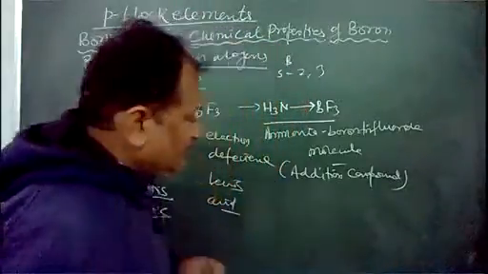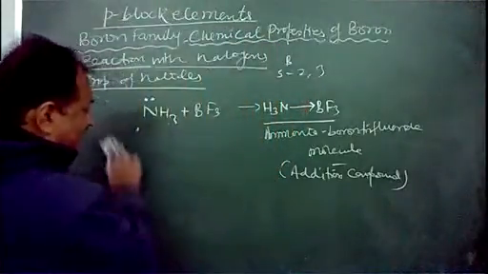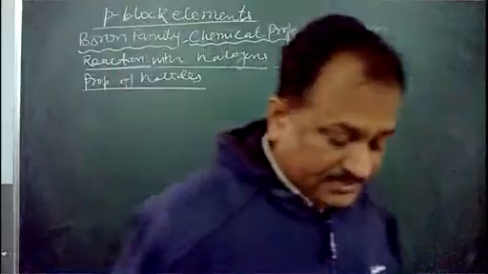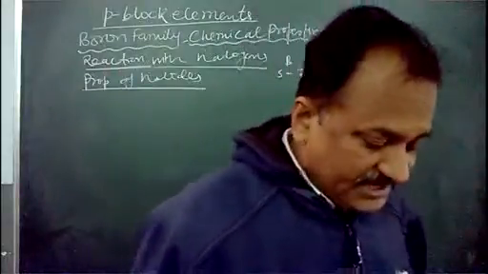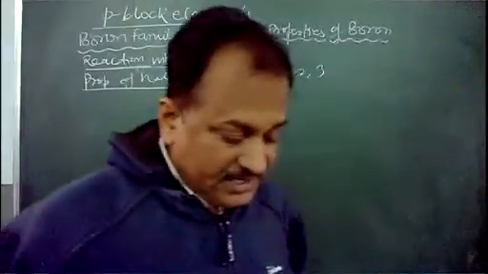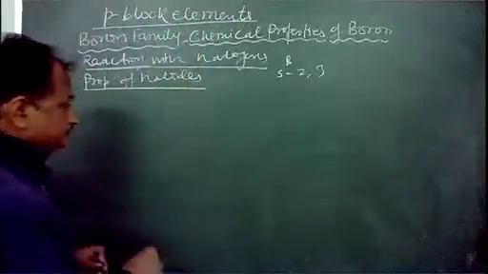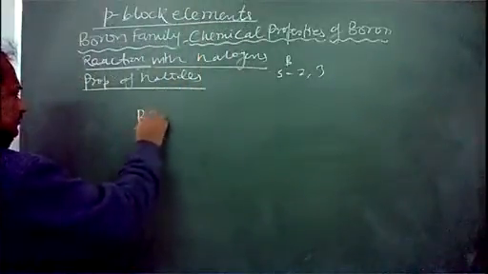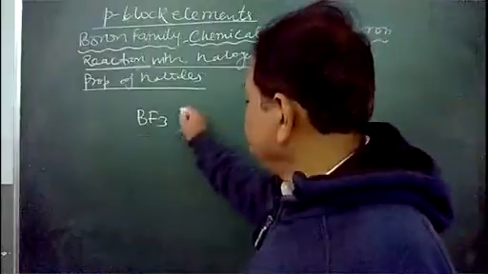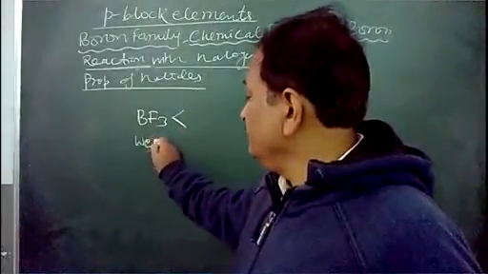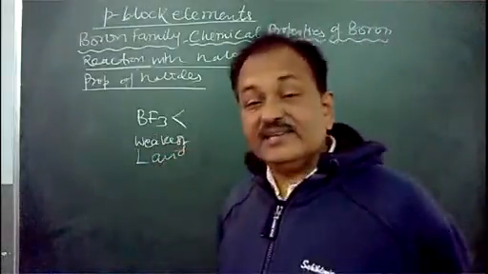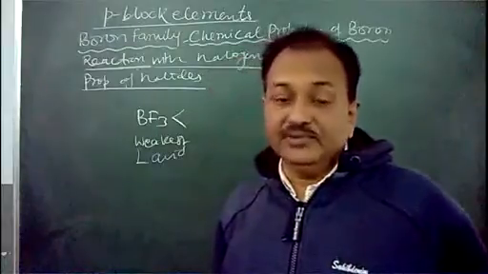Now children, one more point in this, the strength of the Lewis acidic character. The Lewis acid character decreases in the following manner. BF3 is the weakest Lewis acid. Weakest because the size of boron is very small.